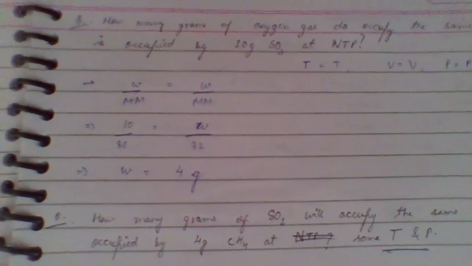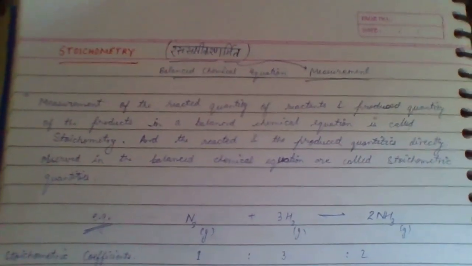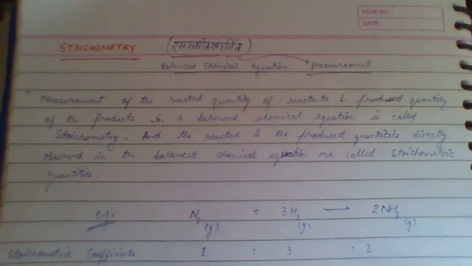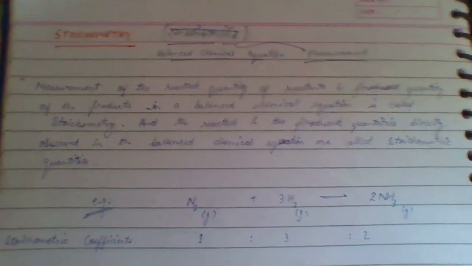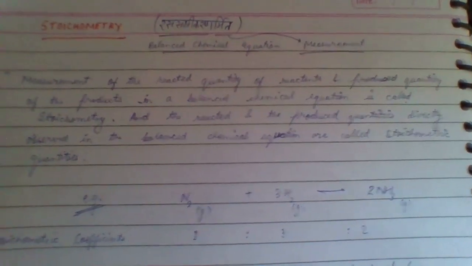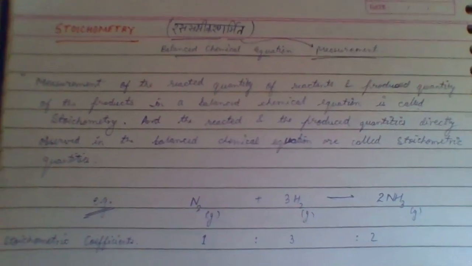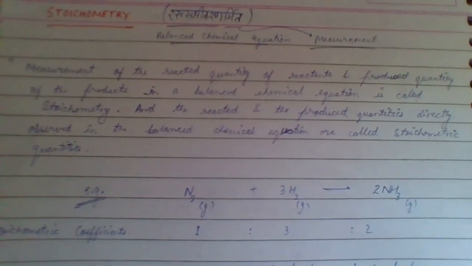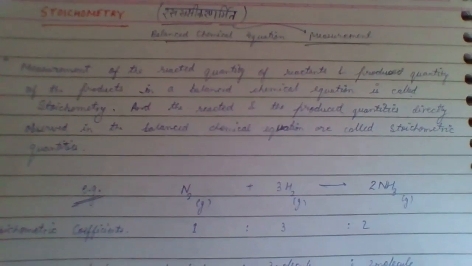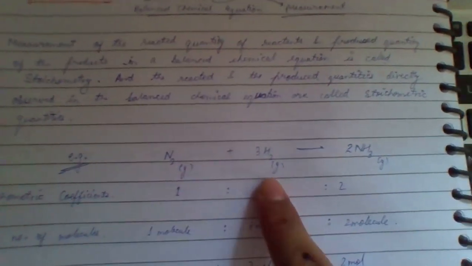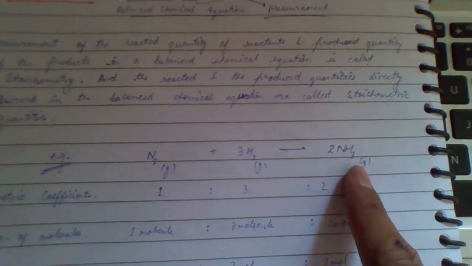Now see, the next topic that comes is stoichiometry. Stoichiometry is basically the measurement of reacted quantity of reactants and produced quantity of products in a balanced chemical equation. Let us see an example here. N2 plus H2 gives us NH3. On balancing it, we get N2 + 3H2 gives 2NH3.